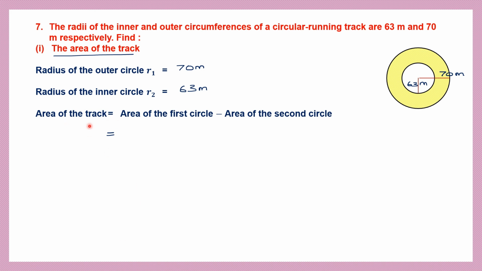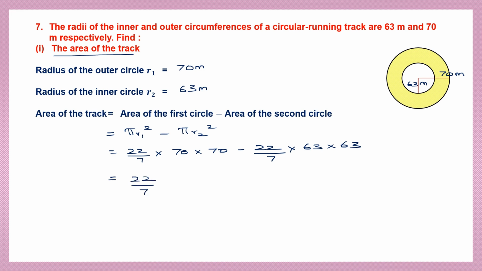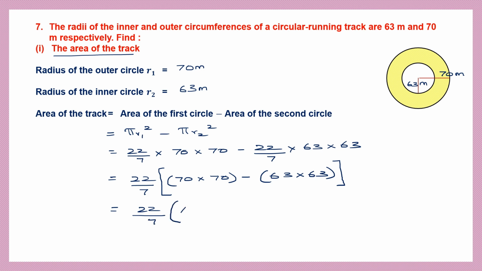What is the formula for area of a circle? That is pi r square. That is pi r1 square minus pi r2 square. So this will be 22 by 7 into r1 is 70, square will be 70 into 70, minus 22 by 7 into 63 into 63. So as you can see, 22 by 7 is common. So we're going to take that out, 22 by 7, and put the remaining within brackets. That will be 70 into 70 minus 63 into 63. Put this whole thing within brackets. So now let's find out. So 22 by 7 into 70 into 70. 7 sevens are 49.